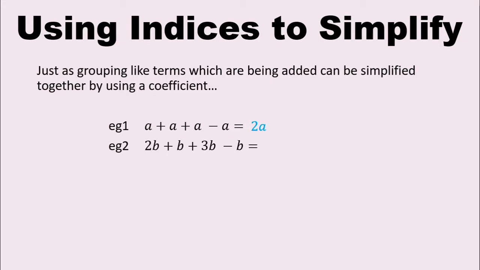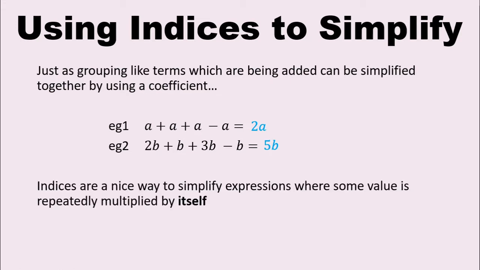Another example would be 2b plus 3b minus 1b. We could use a coefficient to show how many b's that would be. 2b's plus b would be 3b's, plus another 3b's, that would be 6b's, minus a b, that would be 5b's. So I use the coefficient 5 to show how many b's there are. There are 5 b's altogether. Now this does not use indices because here we're just adding or subtracting like terms.